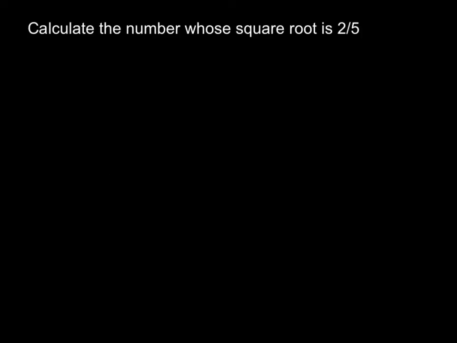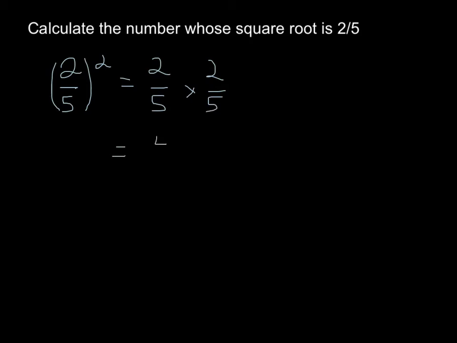The same logic we used when working with a decimal number on the previous problem can be used to solve a problem like this one. Calculate the number whose square root is 2 over 5. So in this case, all we need to do is to find out what the square of 2/5 is. So 2/5 squared is just equal to 2/5 times 2/5, which is equal to 4 over 25.